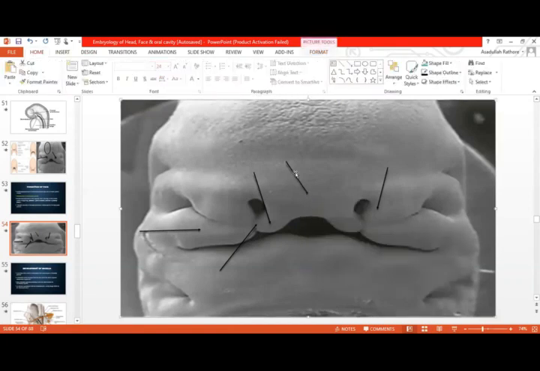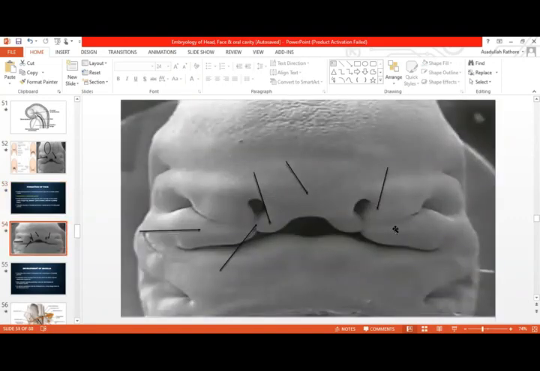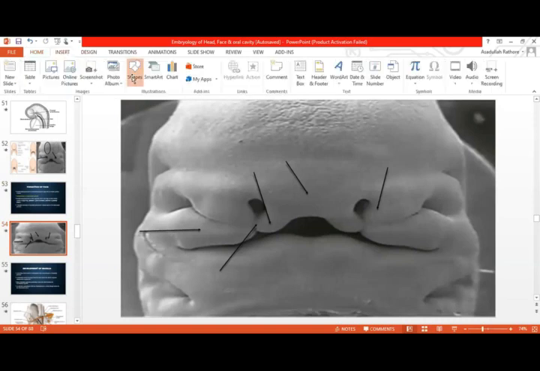So this region of frontal prominence will combine with both medial nasal processes to give rise to the middle portion of the nose. Okay? Then we have the two grooves that are known as the nasolacrimal groove and the bucconasal groove. Okay, where are these present? Okay, let me tell you their location.